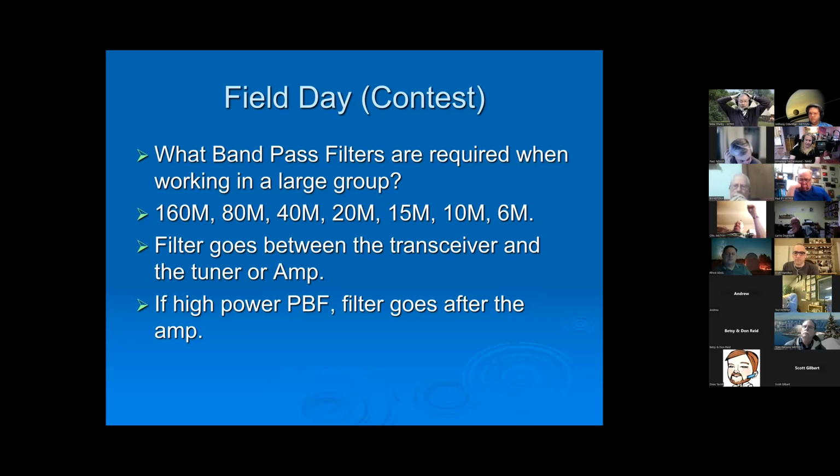But those are the primary contest bands that we have out there. We don't do any of the 30, 60, 12, 17 meter bands for doing contesting. The filter goes between the transceiver and the tuner or amp. If you have a high powered bandpass filter, now that last bullet there was for low powered stuff, for the 100 watt guys, or the 100 watt type of bandpass filters. If you're lucky enough to spend the extra bucks for the big guns out there, those bandpass filters will go after the amplifier.